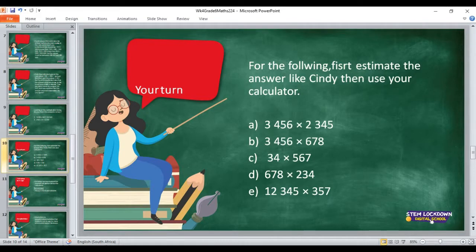Oluwetu has gone ahead and answered. I think she answered C as well. I'm sure most people did D and E. Okay, so the estimated was 19,000, and the correct answer for C is 19,278. Now let us move on to D. All right, for D we have 678 multiplied by 234. What is the estimation there? I want to see the estimation.